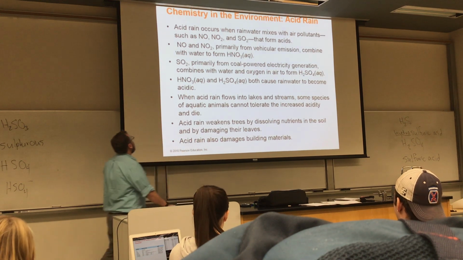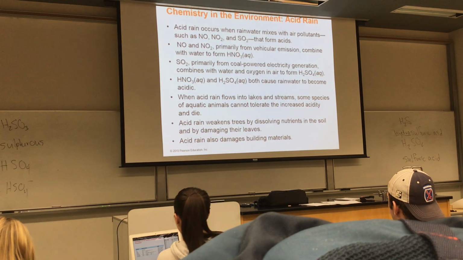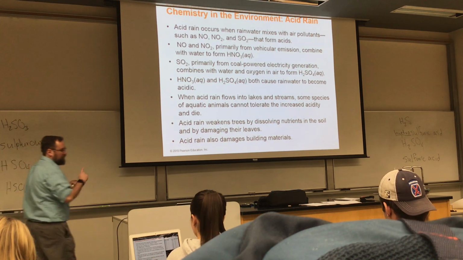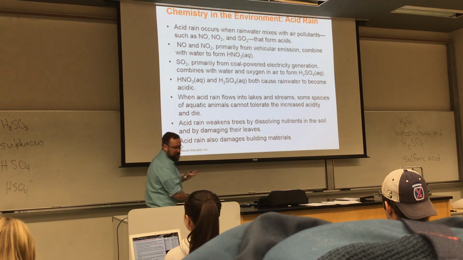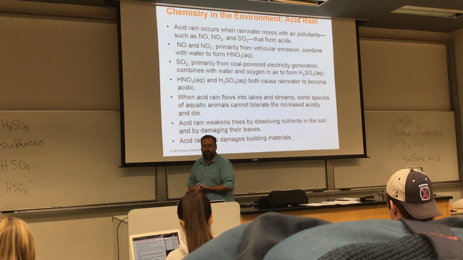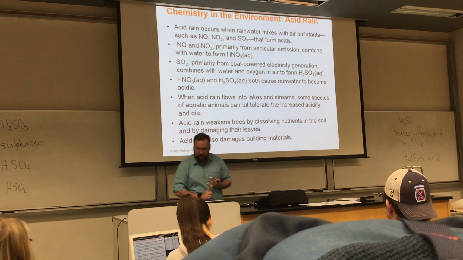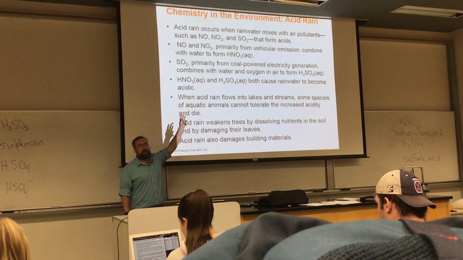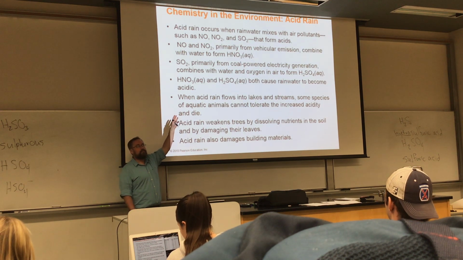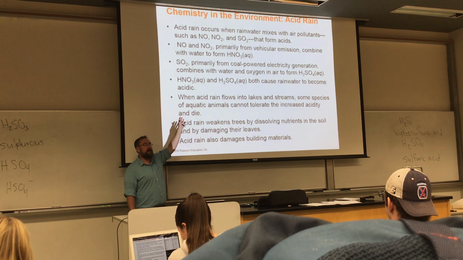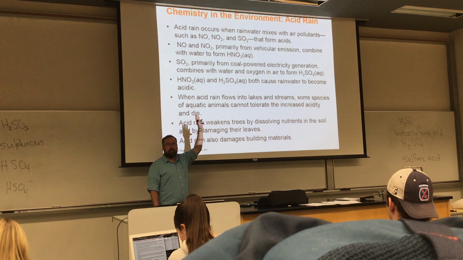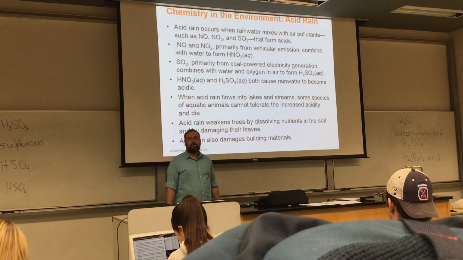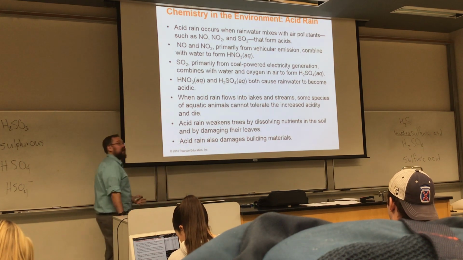Chemistry and acid rain. So acid rain happens when rainwater mixes with air pollutants, such as the nitrogen monoxide, nitrogen dioxide, sulfur dioxide, that forms acids. So in that form, they are not our polyatomic ions, they're diatomic molecules, right? We don't have any charge listed, so they're neutral molecules, so they get named as a diatomic molecule.